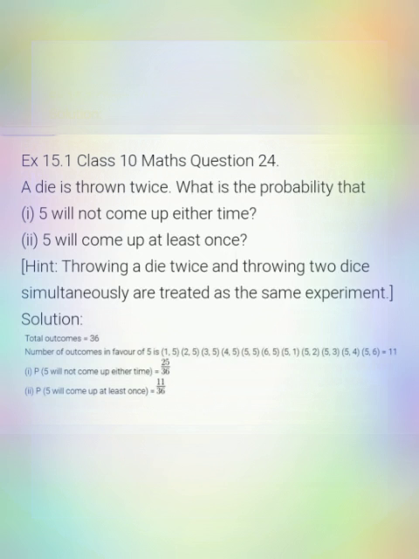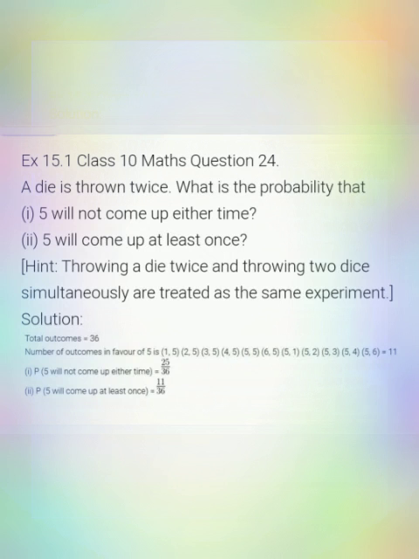Question number 24. It's a very important question. It's a 5-star question from the board exam point of view. So please watch carefully and practice well. A die is thrown twice. What is the probability that 5 will not come up either time? The second part of the question is: 5 will come up at least once.